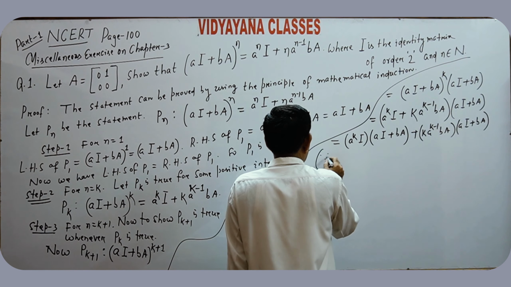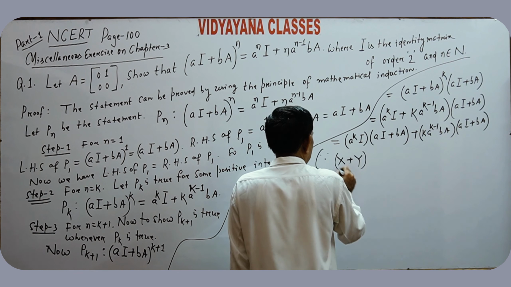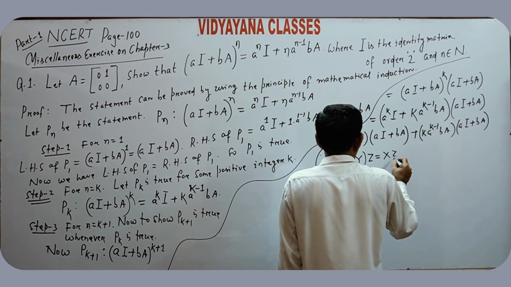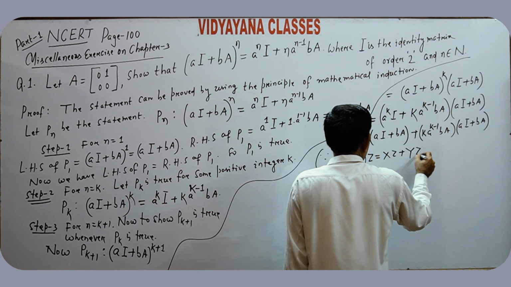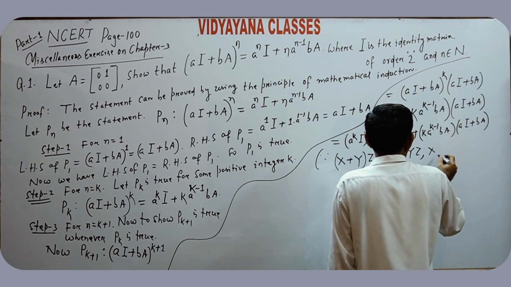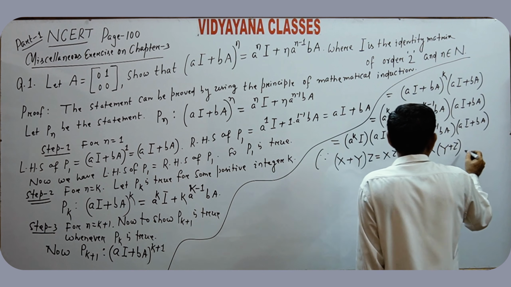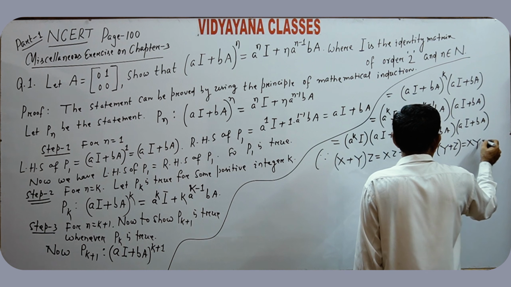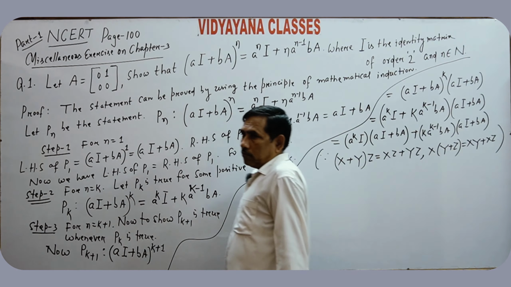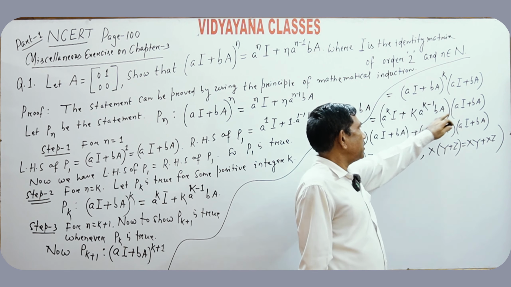Since (x plus y) into z is equal to xz plus yz, and x into (y plus z) is equal to xy plus xz. Matrix multiplication is distributive over addition. It is a matrix, it is also a matrix.